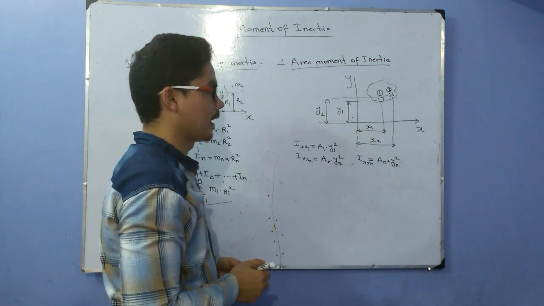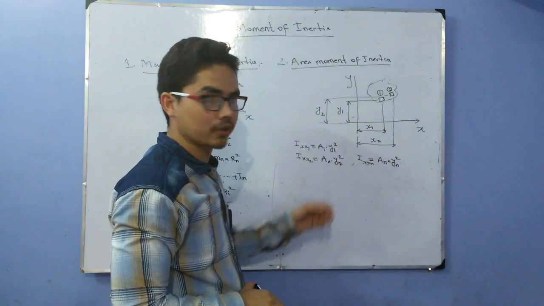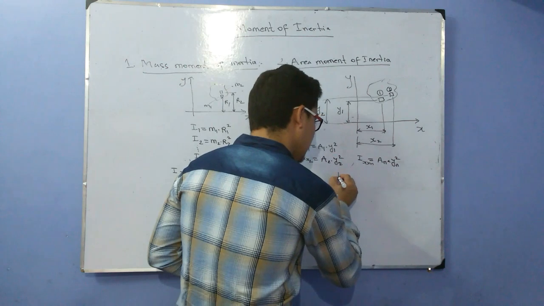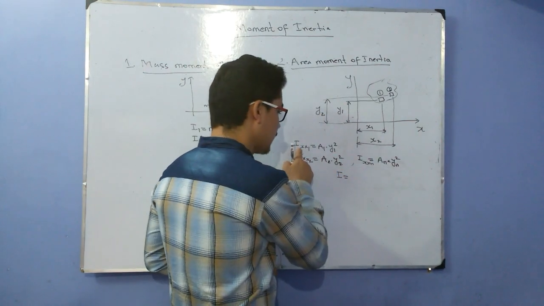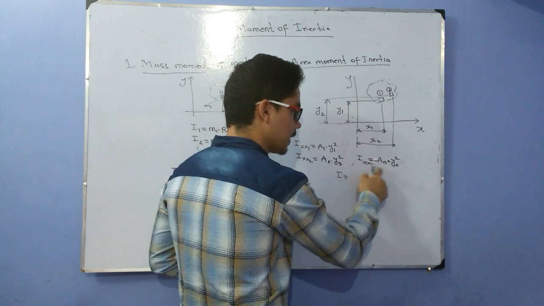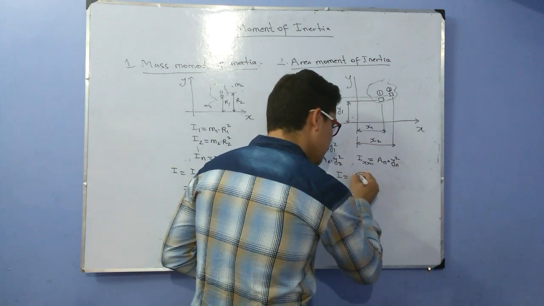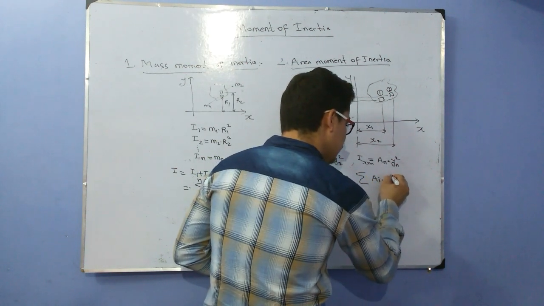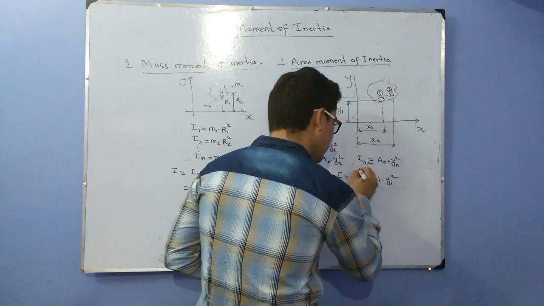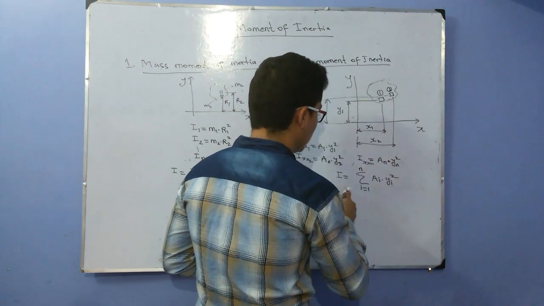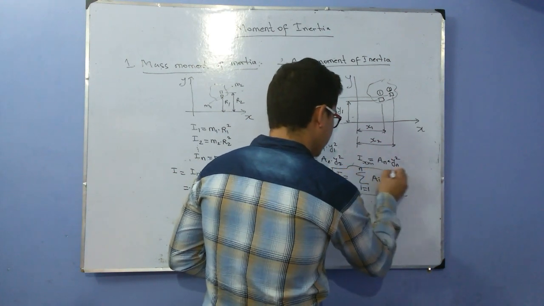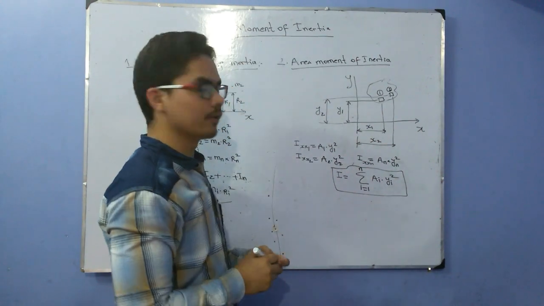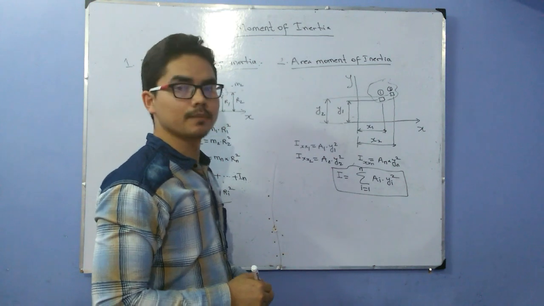If I sum up this one, I will find the moment of inertia for the entire object with respect to the x-axis, and that can be written as I is equal to Ixx1 plus Ixx2 plus ... plus Ixxn, and totally it will be sigma ai into yi square, i starting from 1 to n. This is the important equation. Now, this is the moment of inertia of the object with respect to the x-axis.